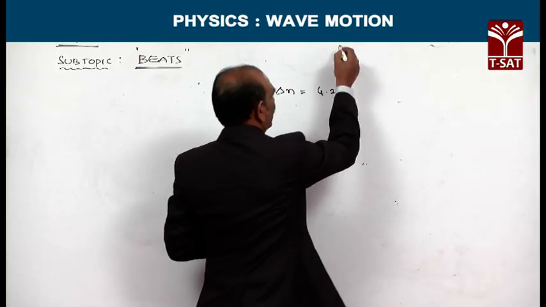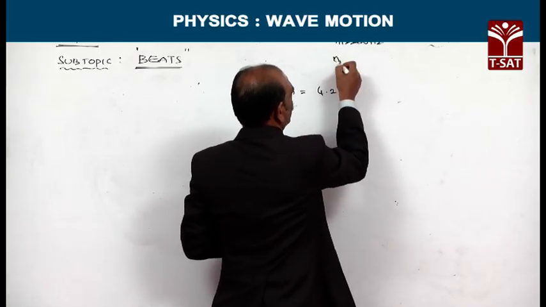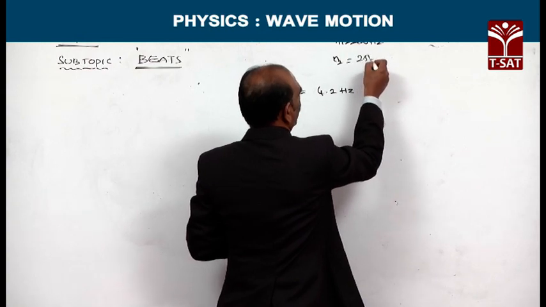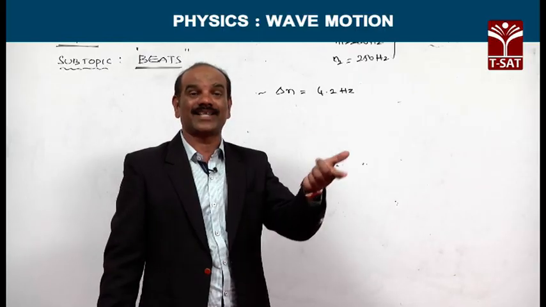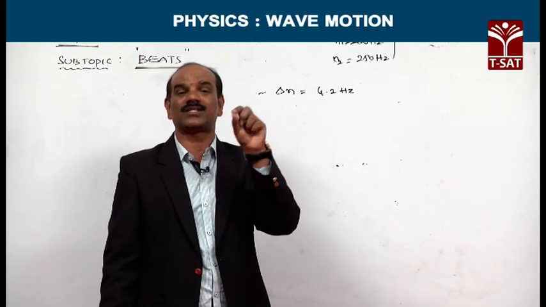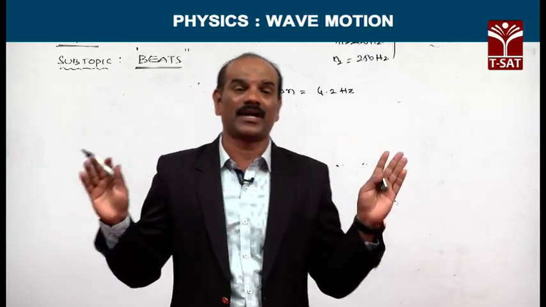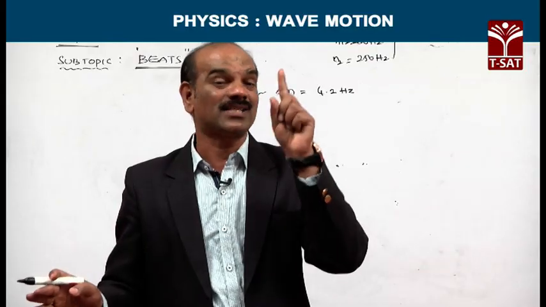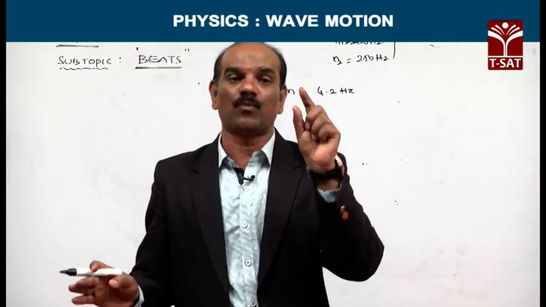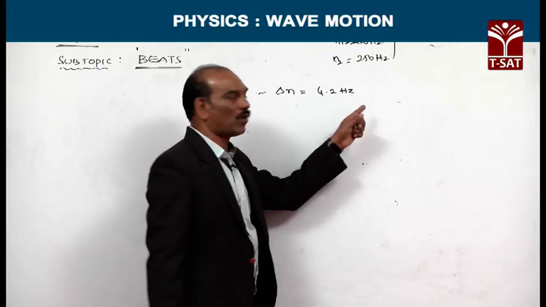For example, imagine n1 is 200 Hertz and n2 is 250 Hertz. The difference in frequency is 50, which is more than 10. So in that case, the number of beats is equal to 0, because the maximum number of beats that can be heard by a healthy person is always less than or equal to 10, since the persistence of hearing is only 0.1 second. Suppose the difference in frequency is 4.2 like this.